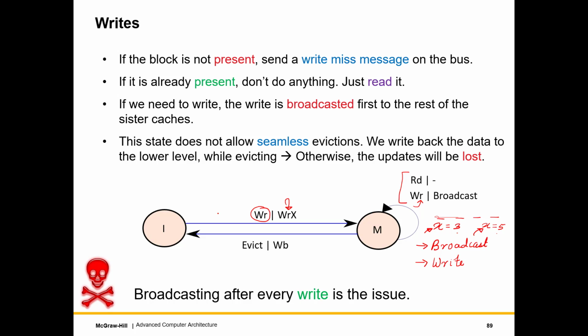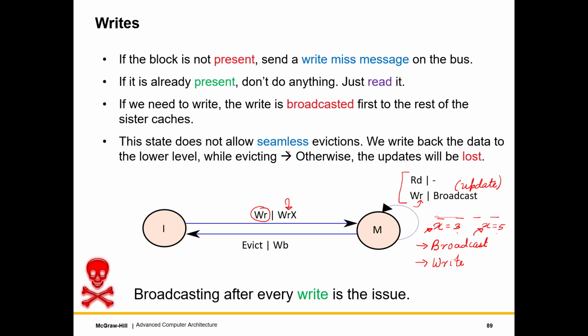So this is the key, this is the broad idea. That if we want to write from the invalid state, we move to the modified state. There we can keep on reading, there is no issues. But if you want to write, the write needs to be broadcasted, which of course is an overhead. But this is why it is called an update protocol, that whenever we write, we just broadcast the write.